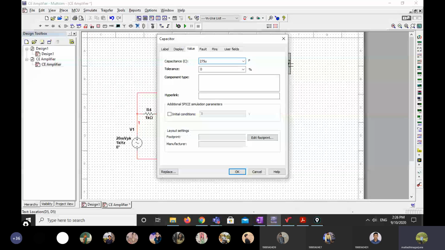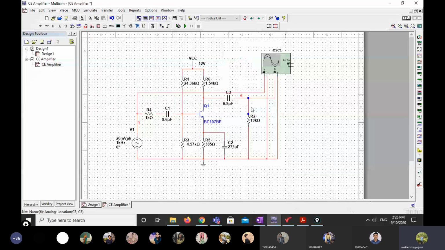I'm not taking the load resistor here. And for this source resistance, you can take 500 ohms to 1K, so I'm taking 500 ohms. I'm giving a 20 millivolt peak input signal, so peak to peak is 40 milli. So this is my CE amplifier. I'm running the circuit, just see the result.